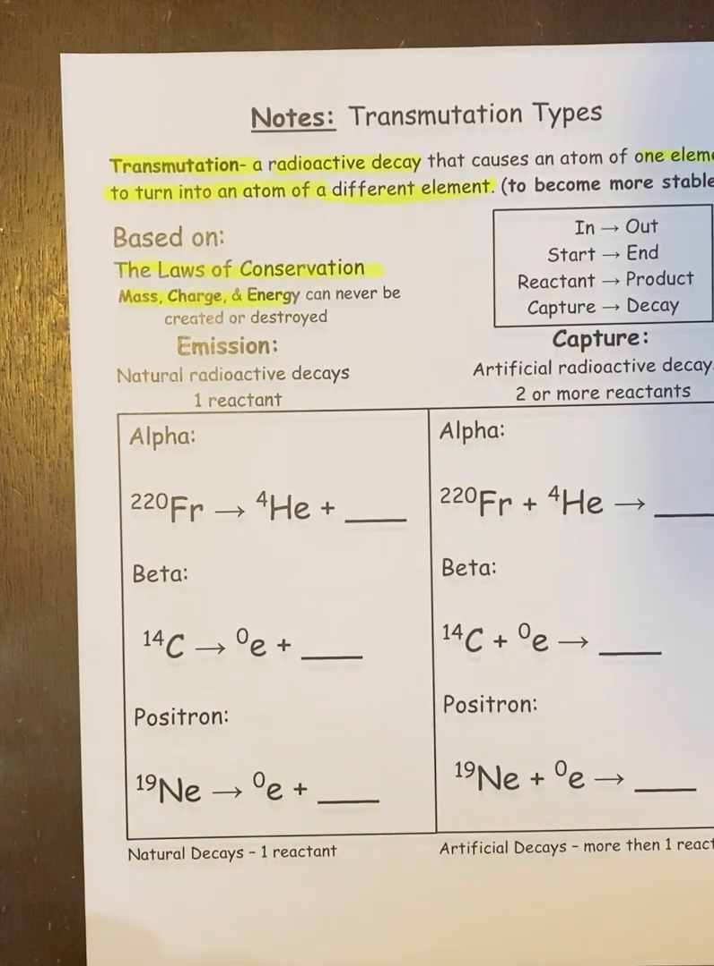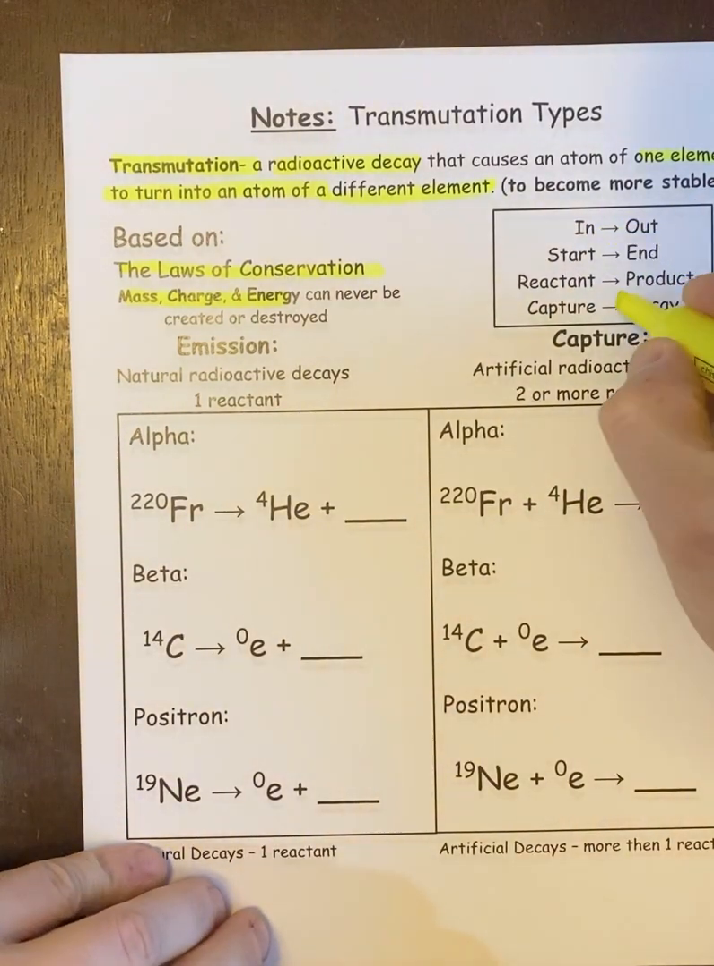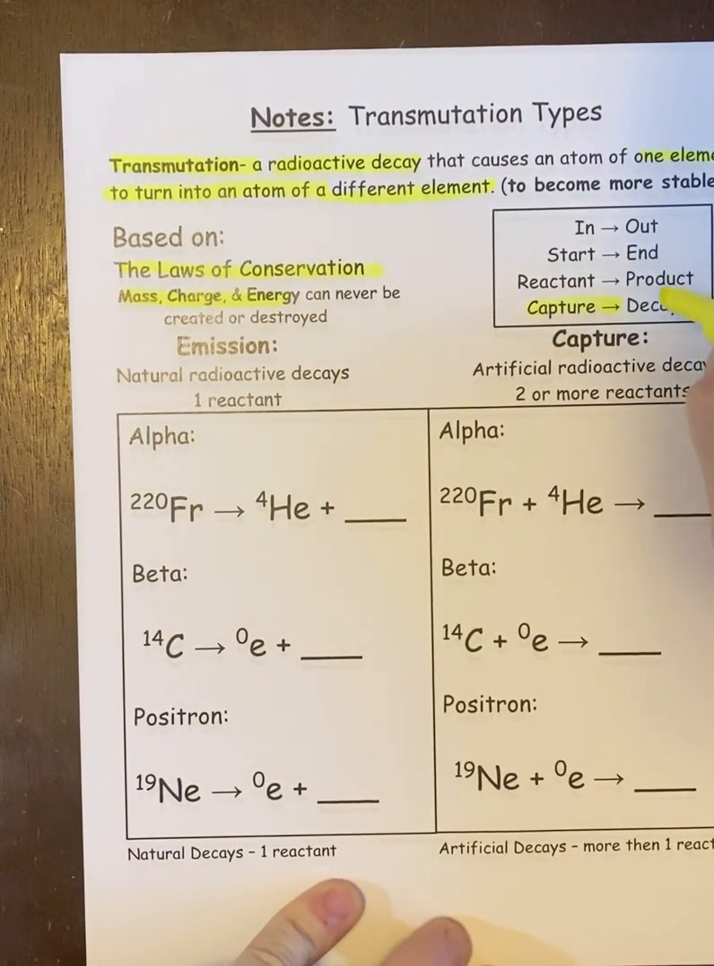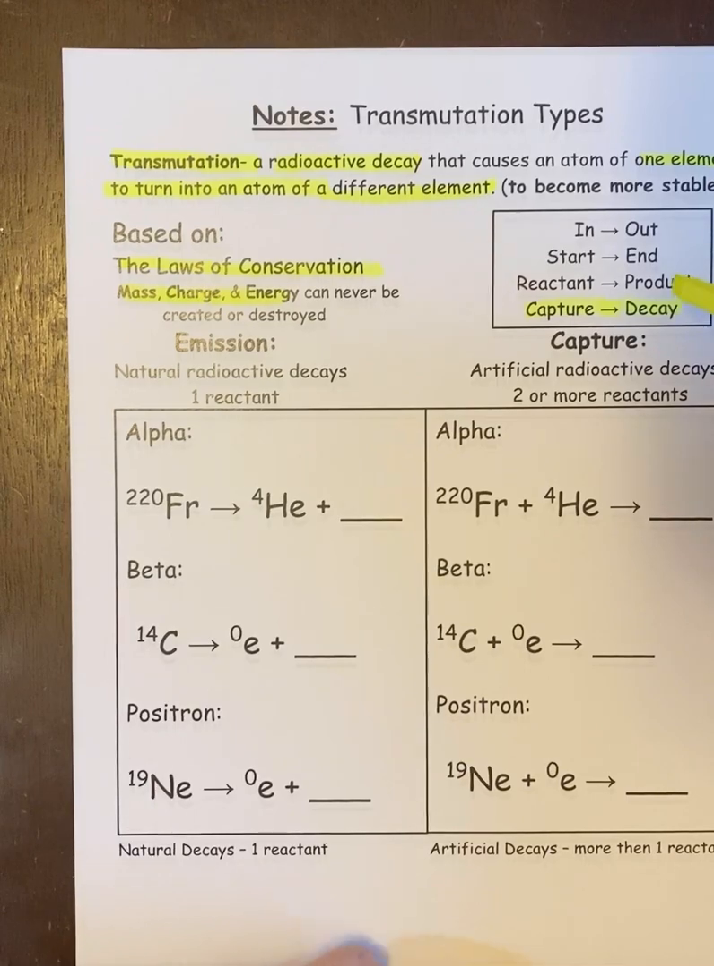Okay, one thing to keep in mind, the way we're going to do emission and capture is you actually figure out if something is emission or capture, which are types of transmutations, based on the arrow in the reaction. If the particle that we're talking about is on the left of the arrow, it's called a capture. If the particle we're talking about is on the right of the arrow, it's called a decay. And I'll explain that a little bit more, but let's go over emissions and captures.